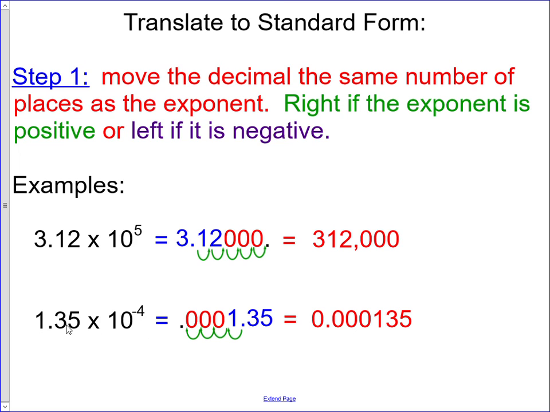So just to review, when converting from scientific notation to standard form, you just move the decimal the same number of places as the exponent. You move the decimal to the right if it's a positive exponent, and to the left if it's a negative exponent.